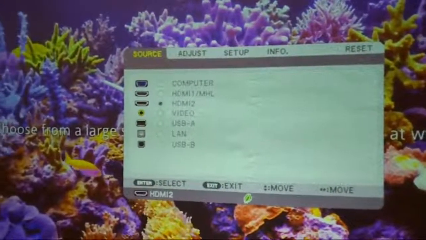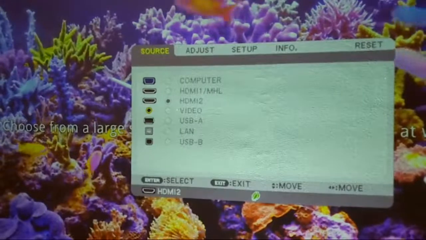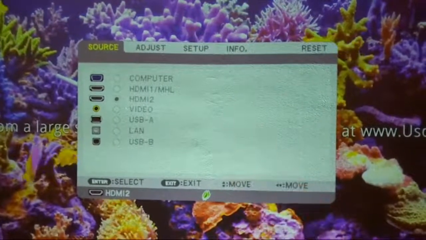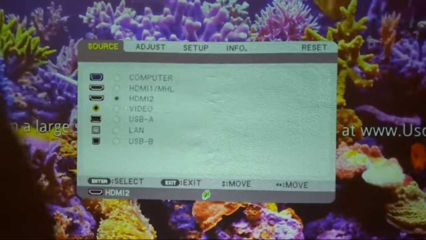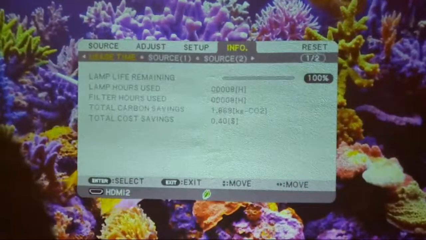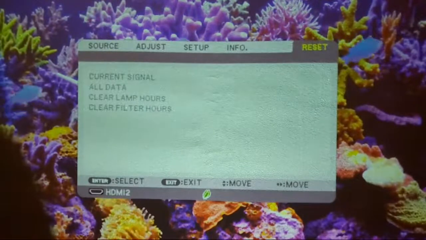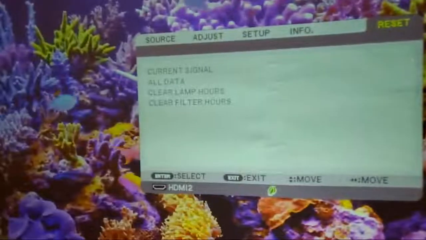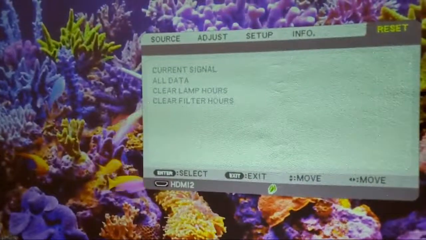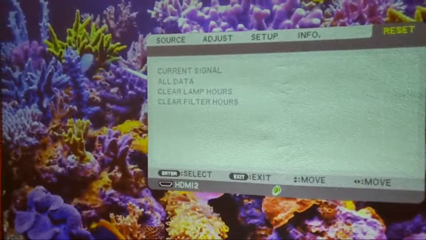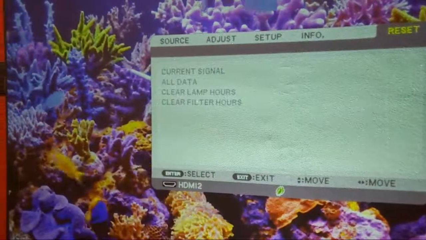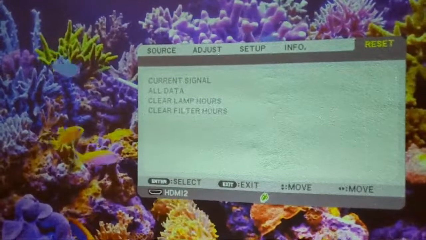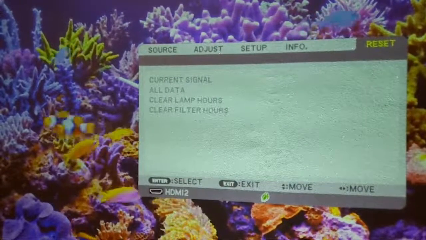All right, right there where it says settings and reset, you want to go all the way over to where it says reset. It's nowhere near in any of these menus. Don't even bother. So we're just going to go all the way over to reset. If you go to reset and look down, you will see current signal, all data, clear lamp hours, clear filter hours. All you have to do is go down and hit clear, and it automatically resets it.